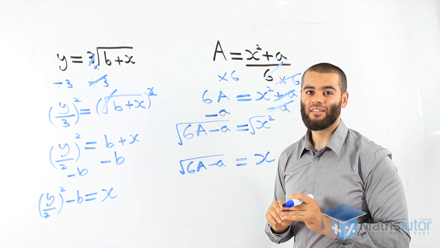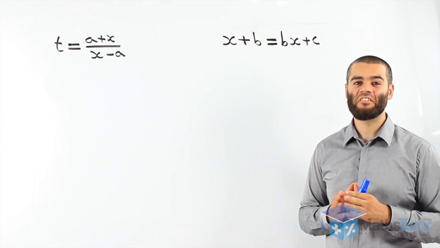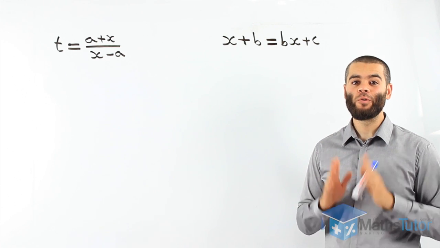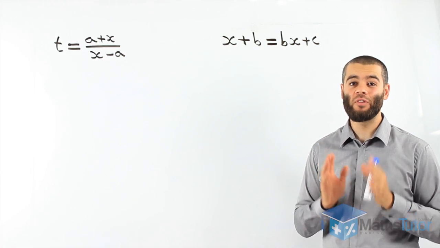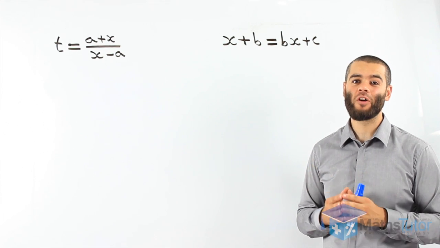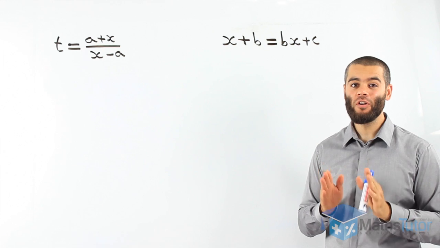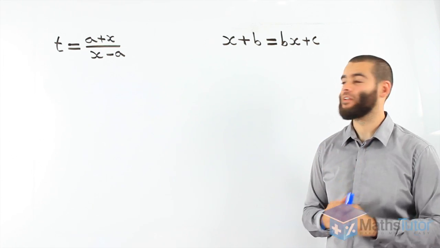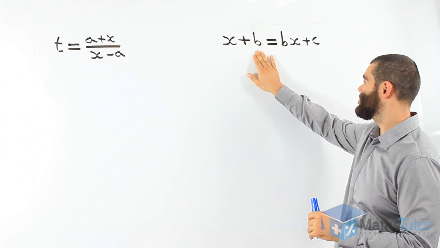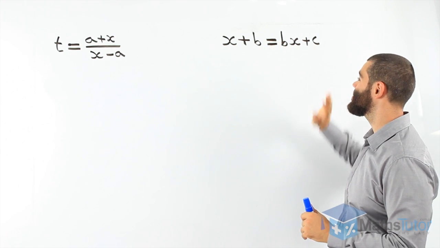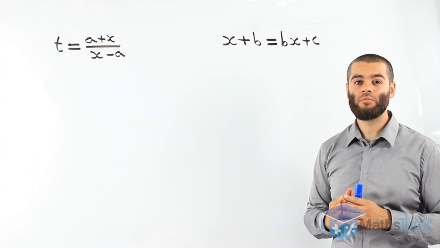Watch and learn. Okay, we're making x the subject. Now this time you need all your brain cells. You need to concentrate. They are a little bit complex. Get ready, learn, watch and concentrate. We have x plus b equals bx plus c. We want to make x the subject.